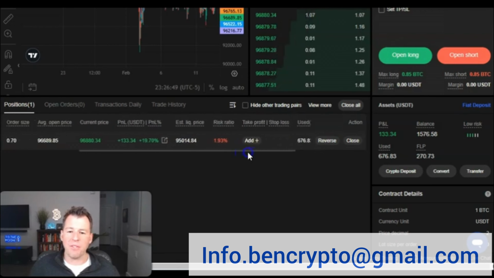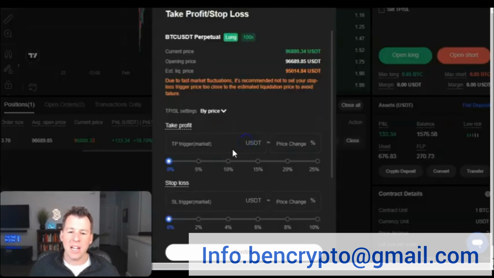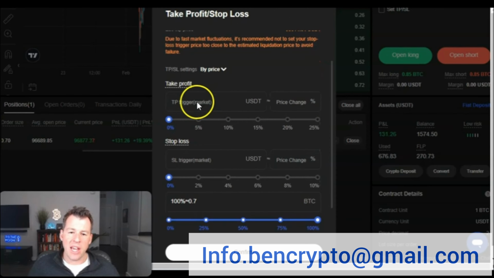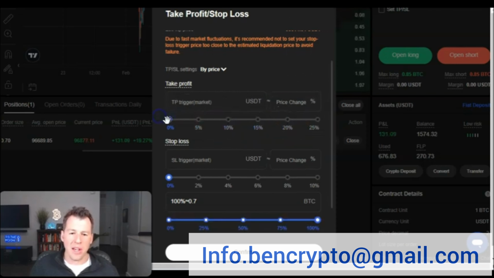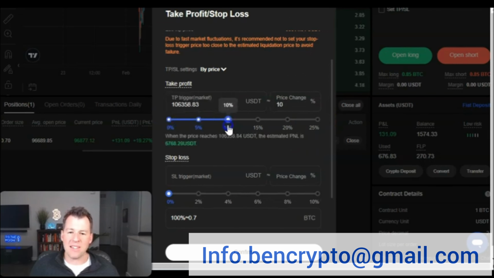Now this is really helpful right here. Take profit, stop loss, add. I know I just showed you how you could do it on this side of the screen. It's easier to do it right here. So take profit. You can just slide this thing across. So let's see, if I want to take profit when BTC hits 101,000, I will do there. 106,000, do there, all the way here, then it's $120,000, etc. So I do want to take some profit here. So if BTC hits 106,000, it's at 96,800 right now, I'm going to take profit.